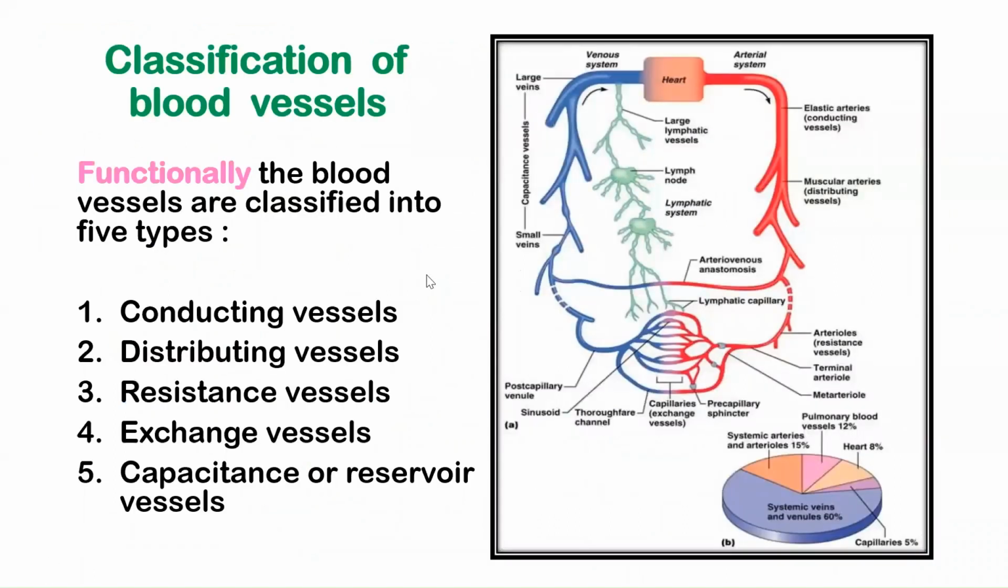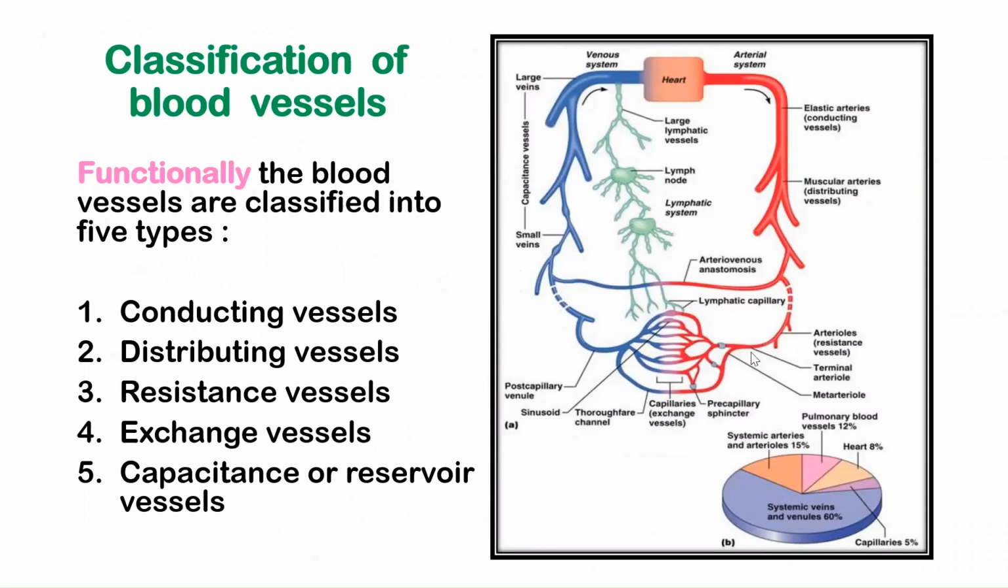Functionally, blood vessels can be classified as conducting vessels, distributing vessels, resistance vessels, exchange vessels, and the capacitance vessels. The conducting vessels or the elastic arteries help to conduct the blood from the heart to the next arteries, that is the muscular arteries. The muscular arteries, also known as the distributing vessels, help to convey the blood to the organs and the limbs. These will further divide into smaller branches to form the resistance vessels, which are the arterioles.